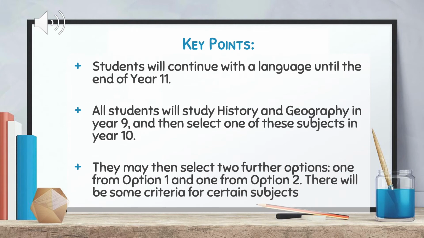Key points. They will continue with the language until the end of Year 11. All students will study history and geography in Year 9 and then select one of these subjects in Year 10. They may then select 2 further options, one from option 1 and one from option 2. There will be some criteria for certain subjects.